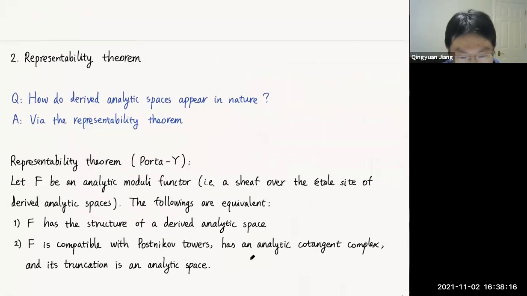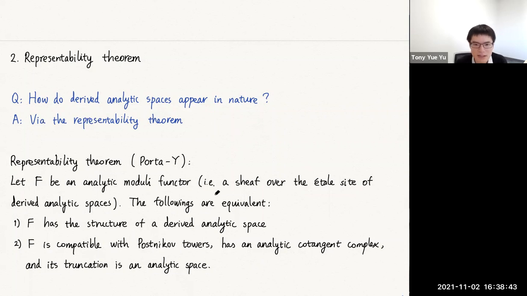Okay, so as I said, now we have this nice notion, and in order to put it in use in practice, we need some theorem which produces for us derived analytic spaces. And that is the representability theorem. Here's the statement. Let F be an analytic moduli functor.